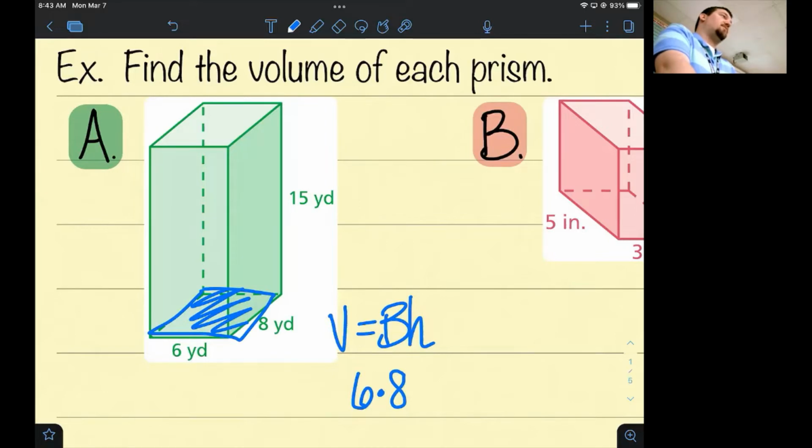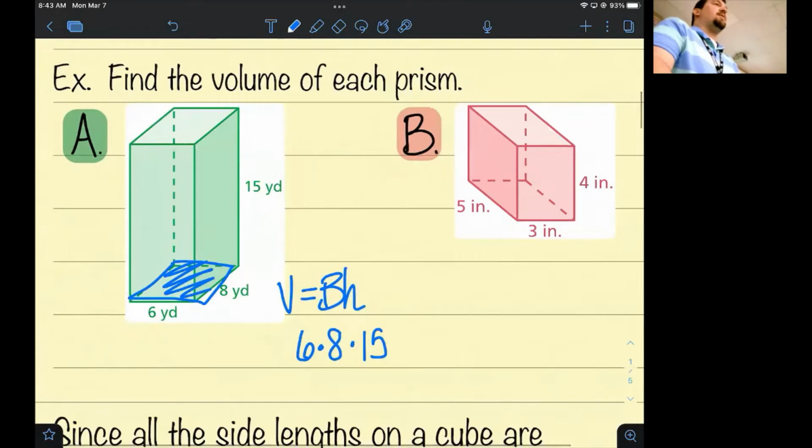Somebody else want to answer that question? Sierra? What is it? 15. All right. So we can multiply 6 times 8 times 15. Have your calculators ready. Somebody go ahead and do that and raise your hand when you have it. Hannah? Yards cubed. There you go.